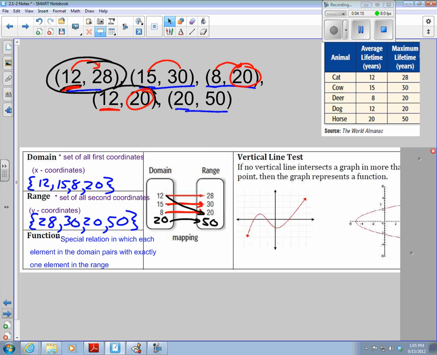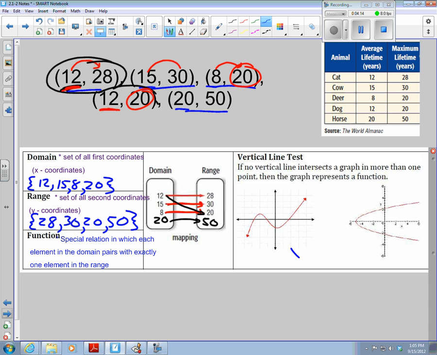Another way to look at graphs in ordered pairs is actual graphs like this, and use what's called the vertical line test. If no vertical line intersects a graph in more than one point, then the graph represents a function. So if we took a line, let me see if I can get a line here. Sure, there's a vertical line.